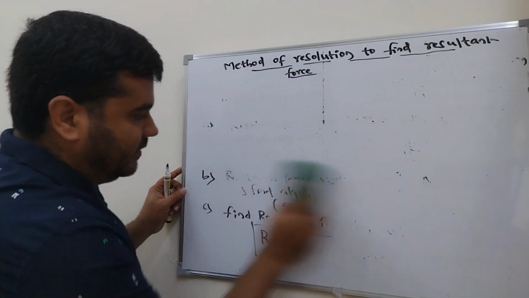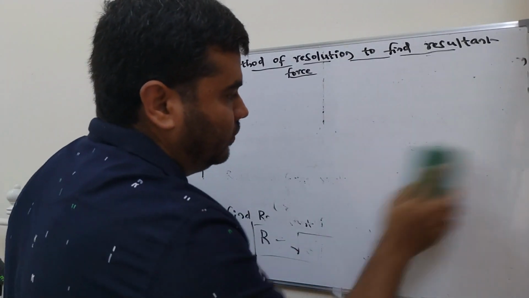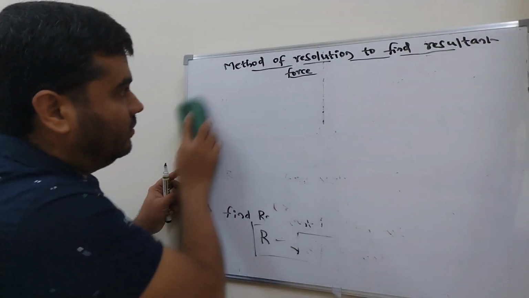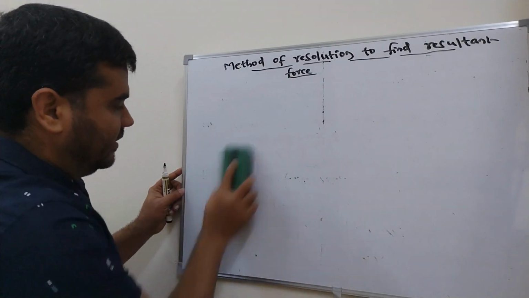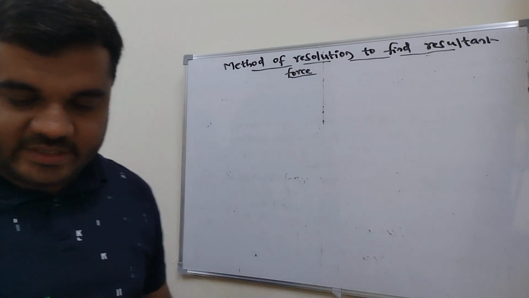Now we'll see a problem related to finding the resultant by using the resolution method. We'll see one problem, then we'll come to know how to resolve.